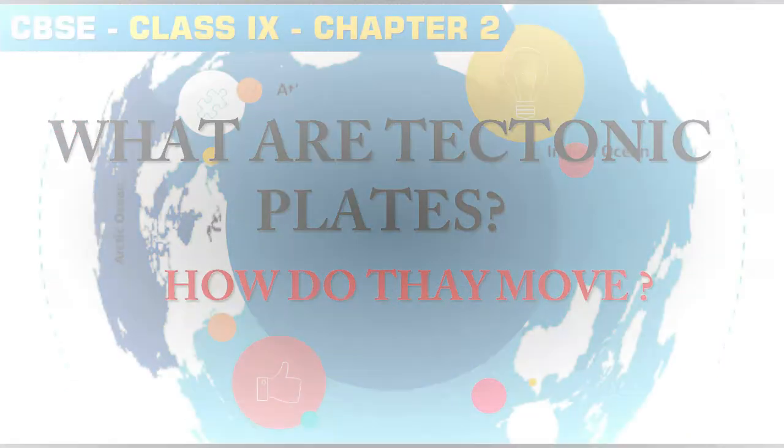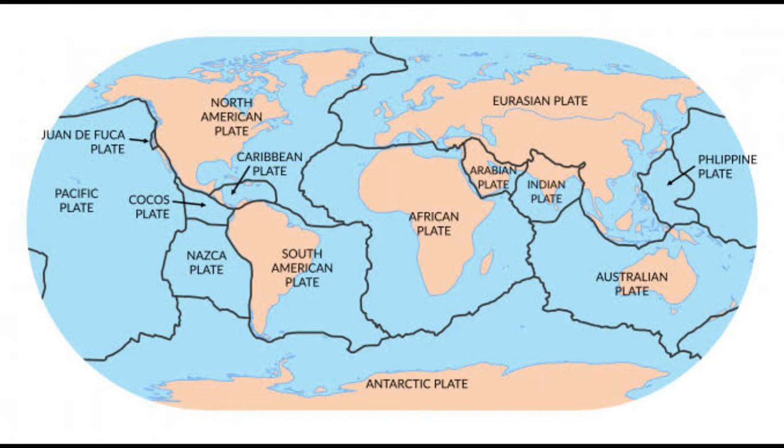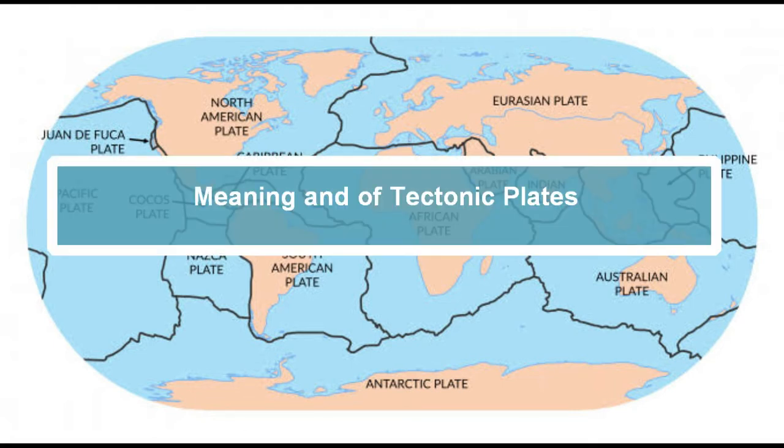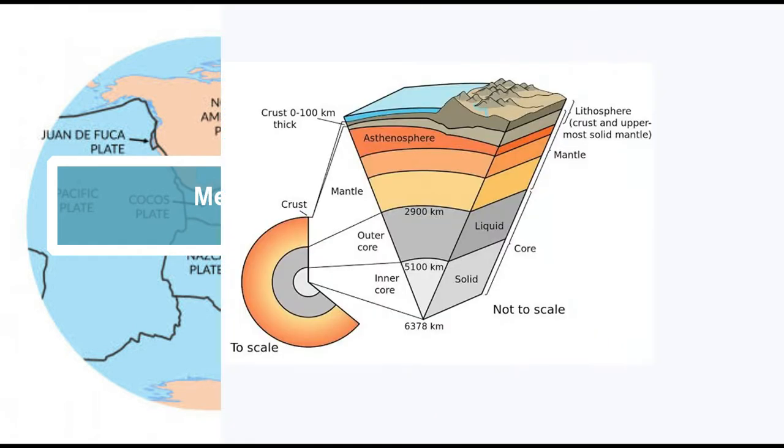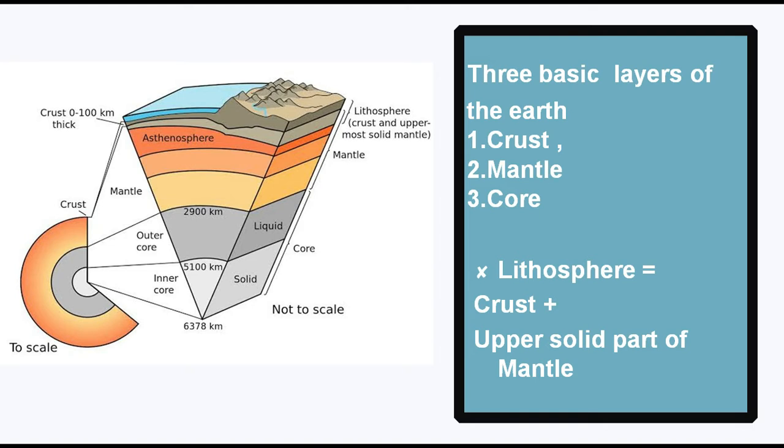Today we are going to start a new chapter, chapter number 2, India Physical Features. And in this chapter, we will understand the meaning and the movement of the tectonic plates. As you know, there are three basic layers of the earth. These are crust, mantle, and core that I told you in the earlier classes.